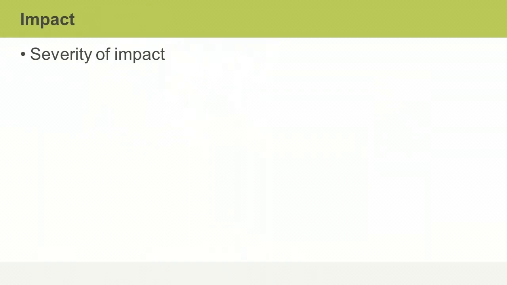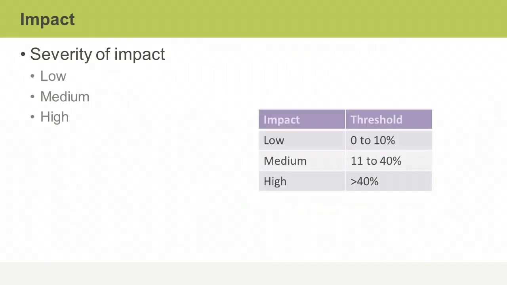Now let's talk about impact. Remember, a risk can impact any area of the project: cost, schedule, quality, or scope. When you consider the impact of a risk, you look at its severity. Risks are often rated as low, medium, or high, based on the impact they would have on meeting the project's objectives. It is useful to quantify the ratings and give each a threshold. For example, a risk may be low if it would impact the budget by less than 10%, and high if the impact is greater than 40%.